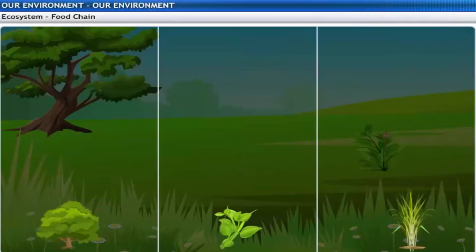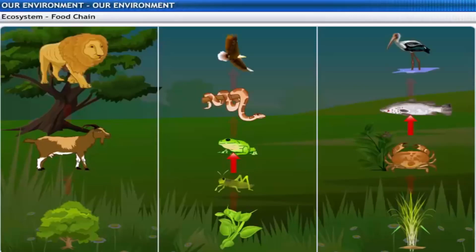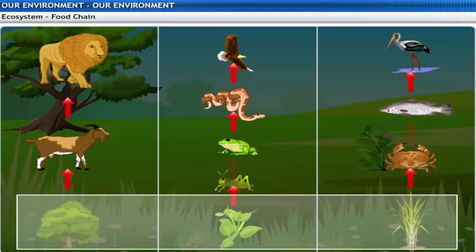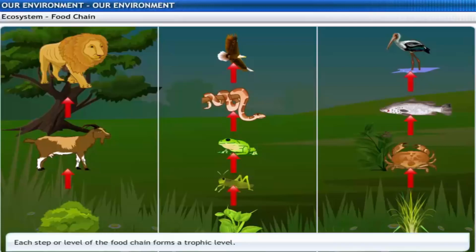Let us take this chart as an example. It depicts the different organisms that are connected in an ecosystem. The arrows in the chart connect the lower level organism that is consumed by the higher level organism. This seems to show the flow of energy transfer. The way energy is passed from the producer to the consumer? Correct. Each step or level of the food chain forms a trophic level. Trophic levels are categorized as per their feeding behavior.